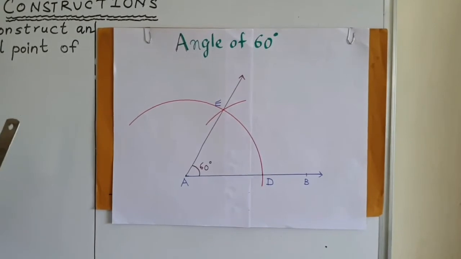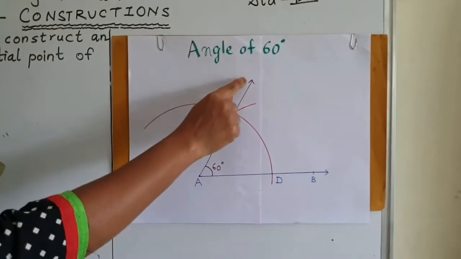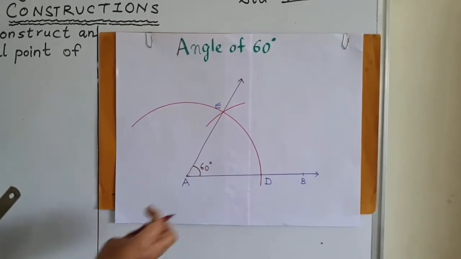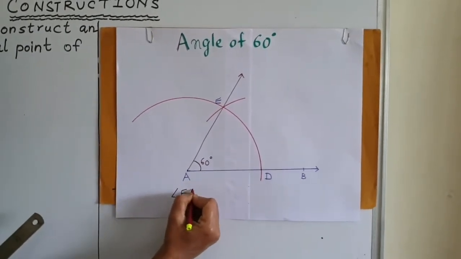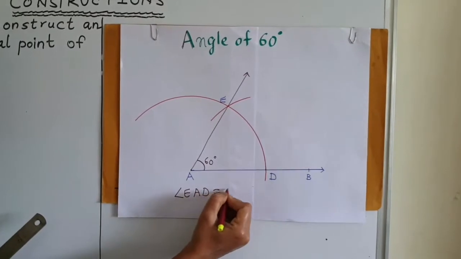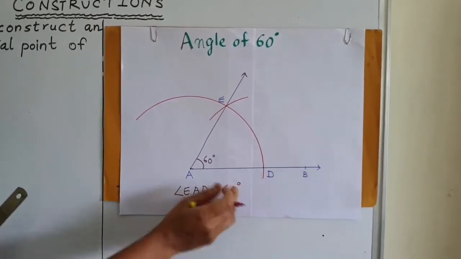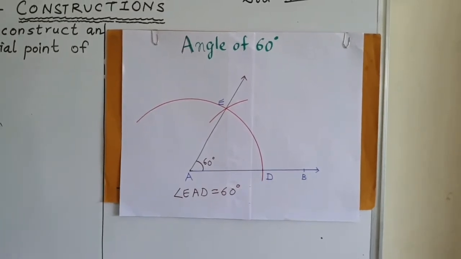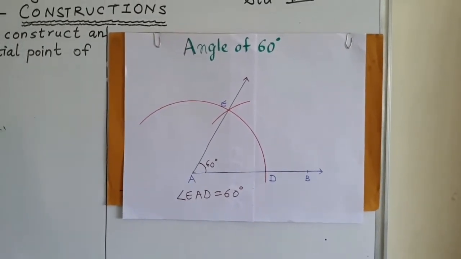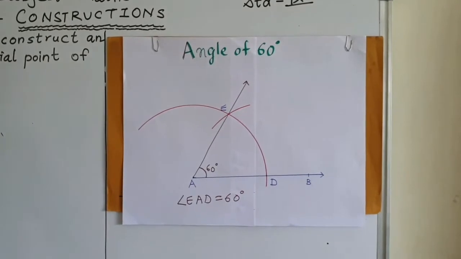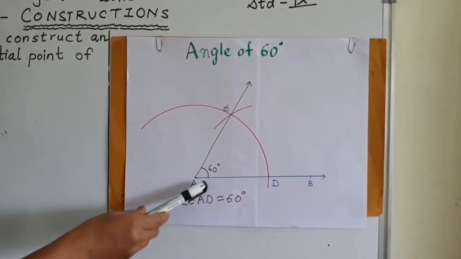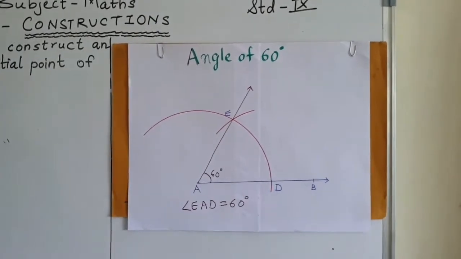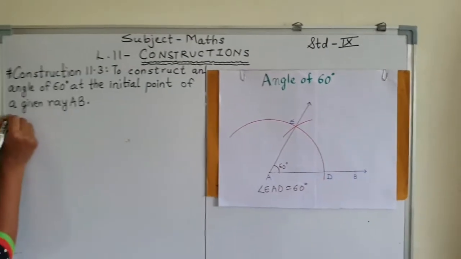Now what do we have to prove? We have to justify whether by this construction the angle which we have got, that is angle EAD, is of 60 degree or not. Now you have understood the steps we have done, and you can write the steps on your own. So we will move directly to the justification of how the construction gives us the required angle of 60 degree. Let's start our justification.